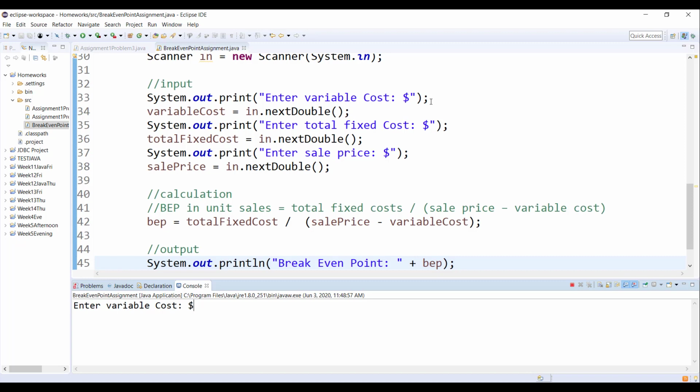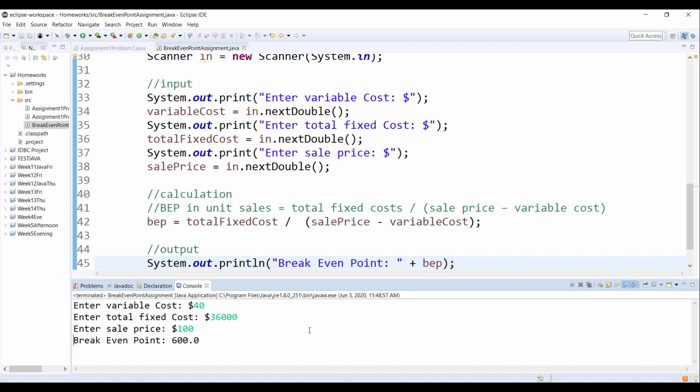Now let's run this. So I'm entering the variable cost here. The variable cost, let's say, is 40. The total fixed cost is 36,000. And enter sale price. So let's say I put 100 here. So now I get an output of 600.